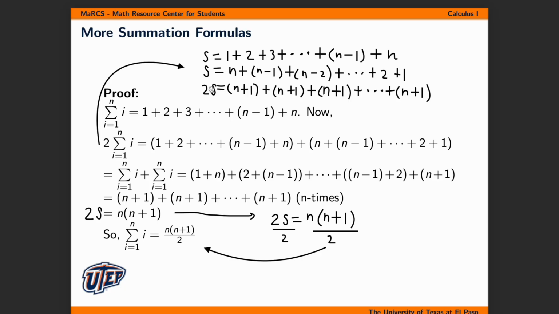And on the left hand side, we had 2s. So 2s is equal to n times n plus 1. Now solving for our s, or our summation right here, we can divide by 2 on both sides. So that means s is equal to n times n plus 1 divided by 2. Or right here, in our final form, we have the summation from i is equal to 1 up until n of i is equal to n times n plus 1 divided by 2.